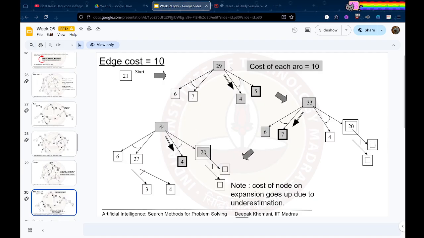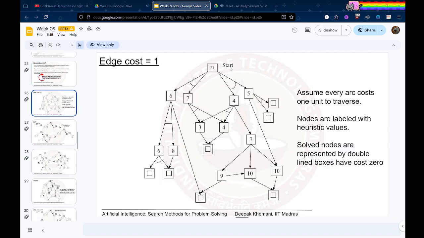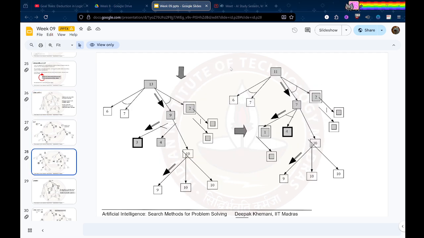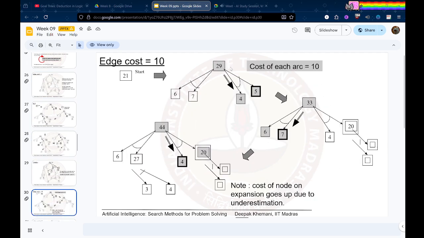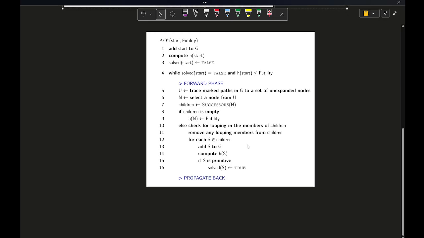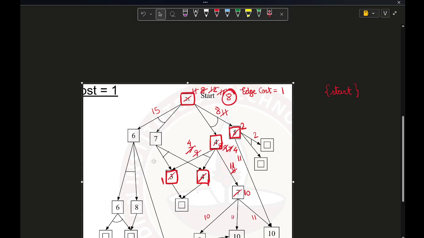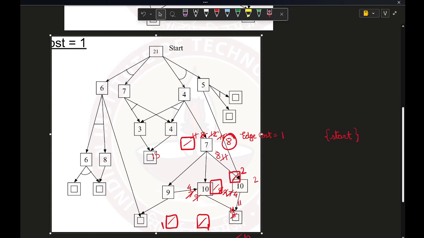So let's take another example. The professor has also given another example where he changed the edge cost from 1 to 10, and the solution changes. So let's do that now. I just take this, but I take the edge cost as 10.